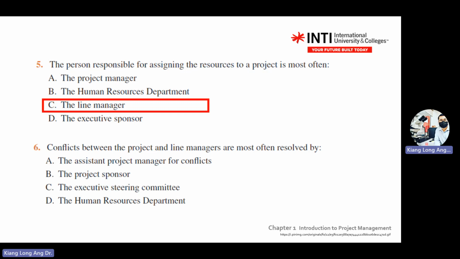Conflict between project and line manager are often resolved by what? Assistant, sponsor, a committee or human resource. Okay, project sponsor.